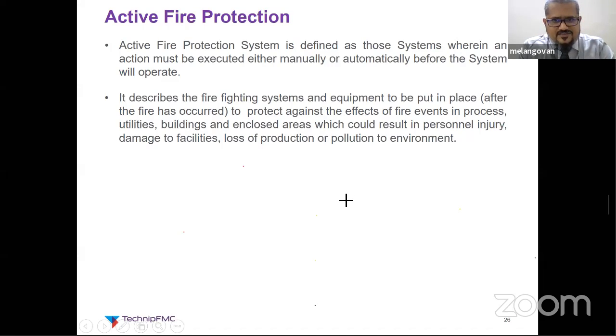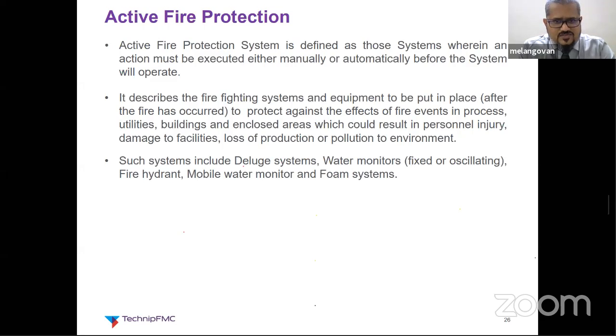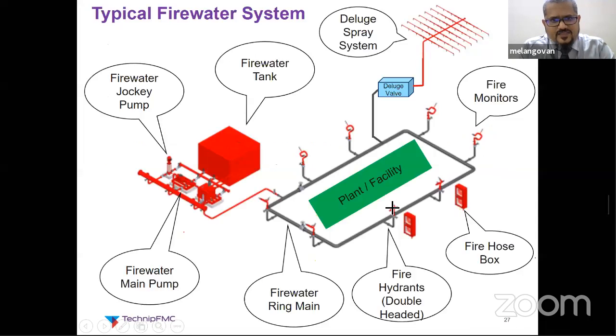It describes the firefighting systems and equipment to be put in place during a fire incident. Such systems include deluge systems, water monitors, hydrants, mobile fire monitors, and foam systems. So this is the typical fire water system. It starts with the fire water tank, which is sized in such a way to fight a fire for a defined duration. It has the jockey pump and the fire water pump. And we have the delivery system in a loop network, where we have the monitors, deluge, and hydrants.